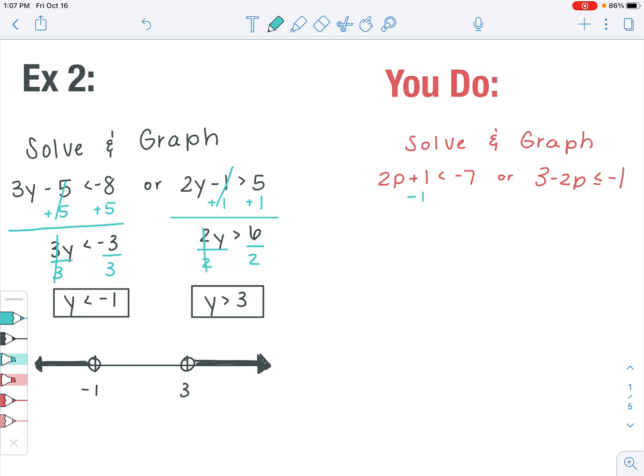So the first thing I'm going to do, subtract the 1, which gives me 2p is less than -8. And then I'm going to divide by 2, divide by 2. I get p is less than -4. And I didn't have to flip the sign because I divided by a +2. So next I'm going to subtract 3 from the other problem.